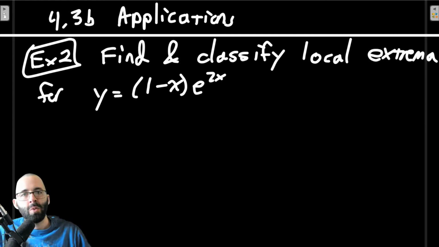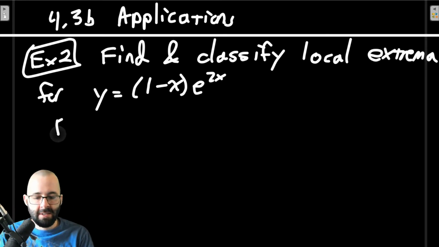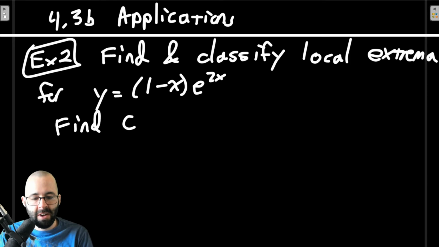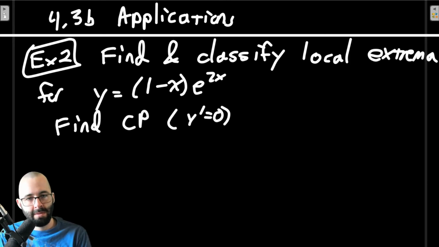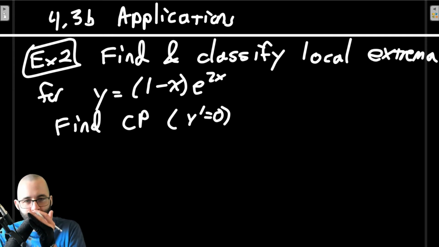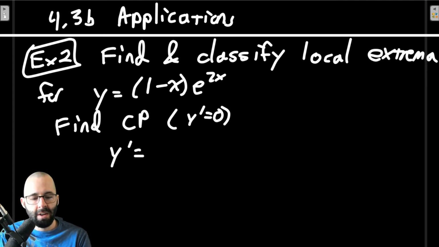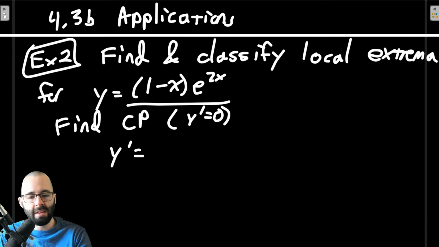We'll sprinkle in a little chapter 2 from time to time. Local extrema. We need to find critical points, remember? All right. So go back to chapter 2 and say find critical points. Critical points are when the derivative equals 0 or is undefined. But we never talk about undefined critical points in this class, but it's a thing. All right. So we need to find the derivative. How do I take the derivative of this?